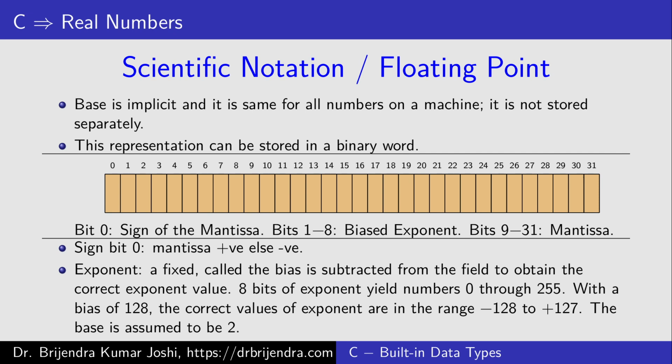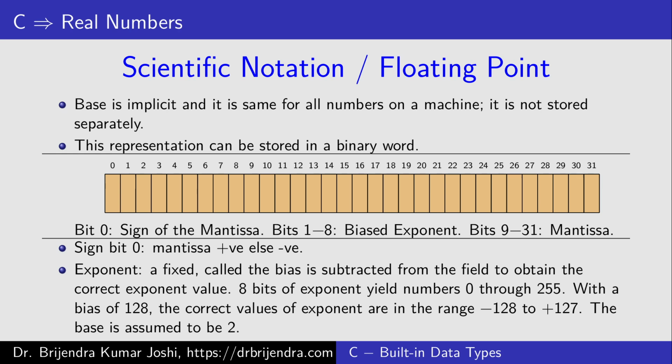Now base is implicit because in case of binary, base is implicit. So that is why, and it is same for all numbers on a machine. So that is why it is not stored separately. So there is no place in a 32-bit representation, maybe a 32-bit floating point number, to store base. It is assumed it is 2. This representation can be stored in a binary word, that is 32 bits.